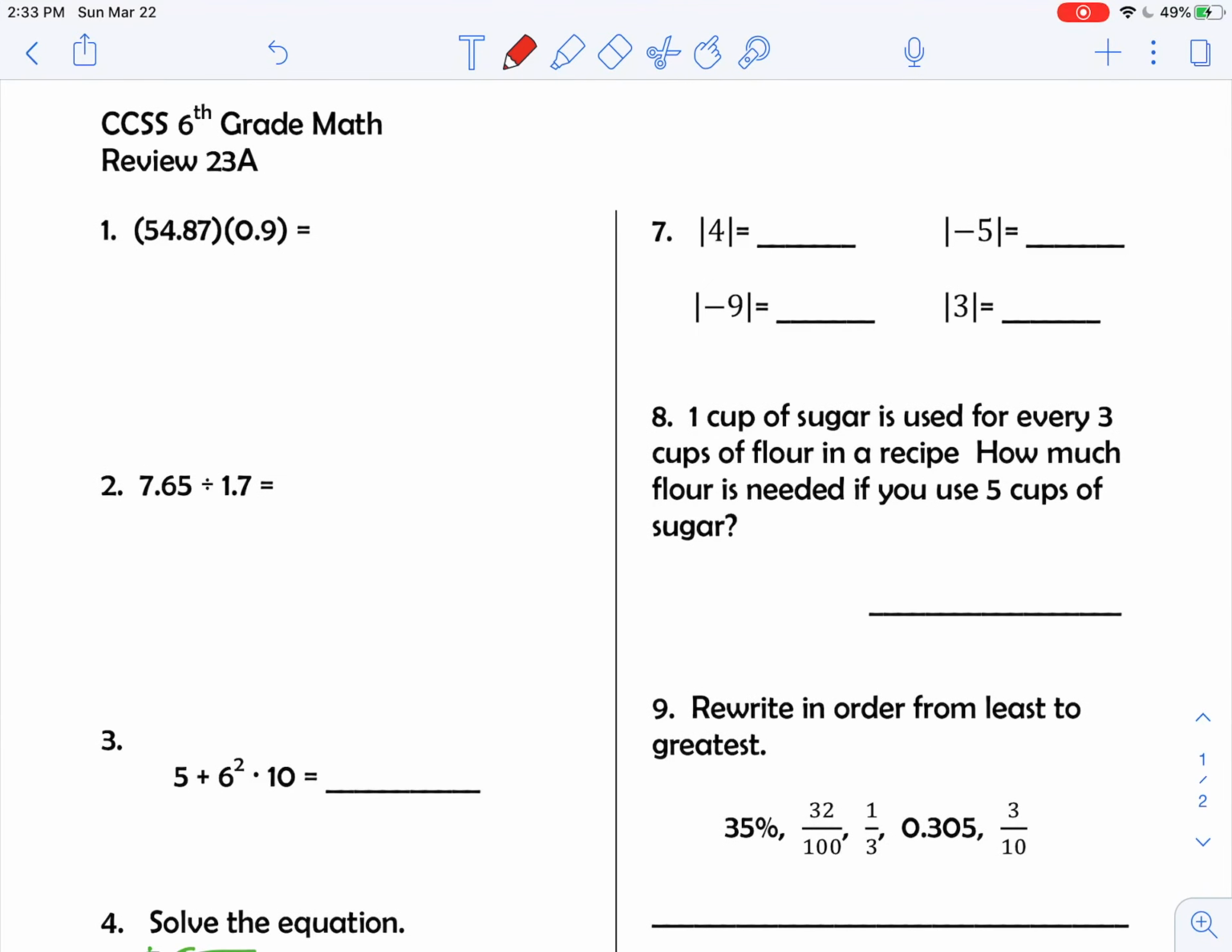Number 6, you're good with. Number 7, absolute value, distance from 0. When you get to number 8, make sure that you read and you find your ratio.